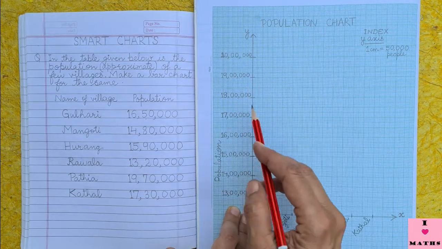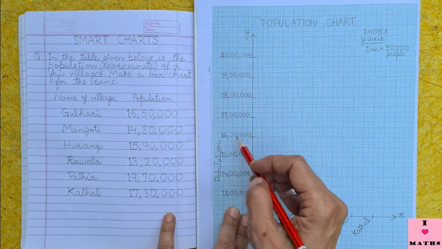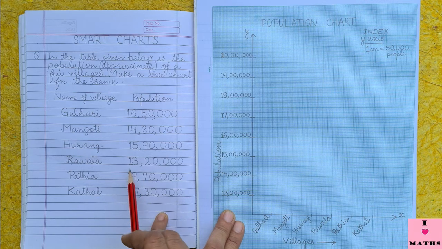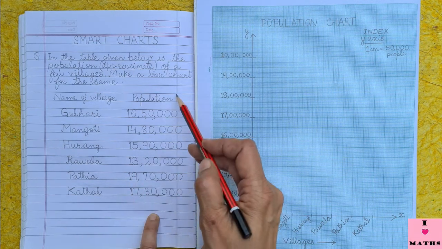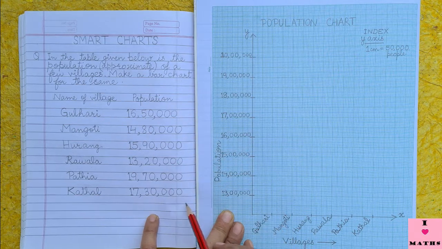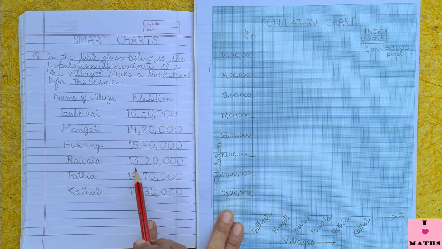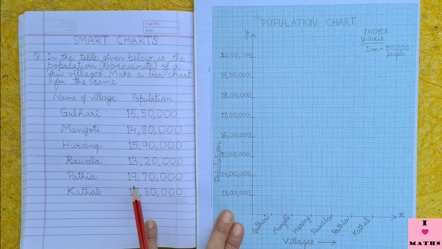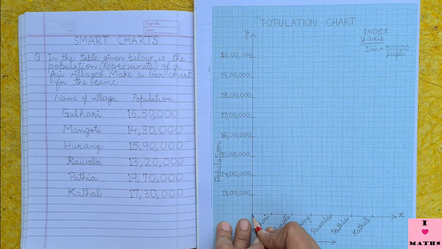Now how have I plotted this? I am going to tell you. I looked at the smallest population. Out of this data, I looked at the smallest value, which is 13,20,000, and I looked at the largest value, which is 19,70,000.